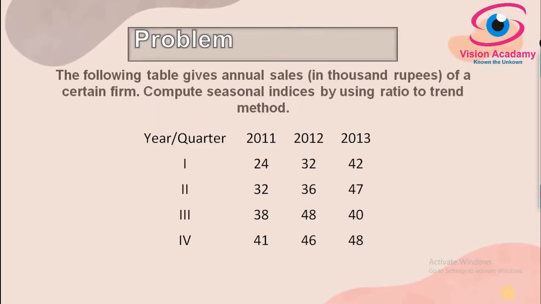Here is a problem. These are the annual sales of a particular firm. Using these data you need to find seasonal indices using ratio to trend method. Here you have 3 years, 2011, 12, 13, and you have 4 quarters for each of the years. For these data we will use the necessary steps, and finally we will find seasonal indices.